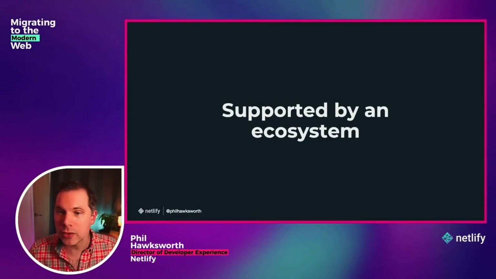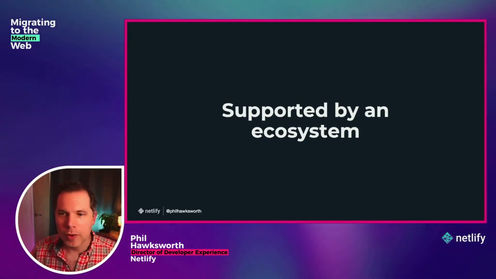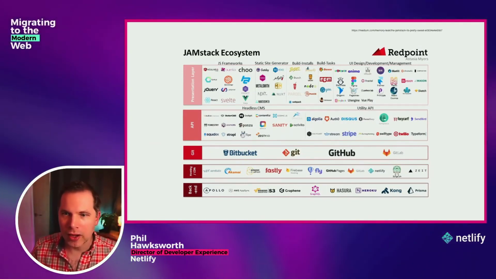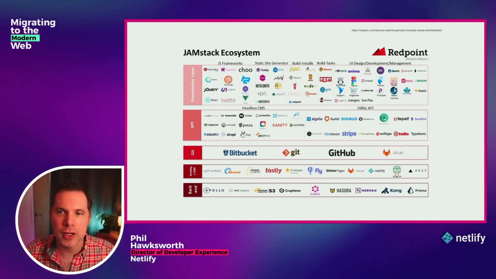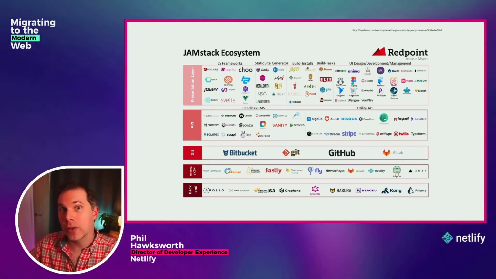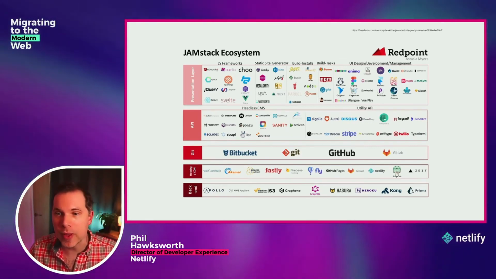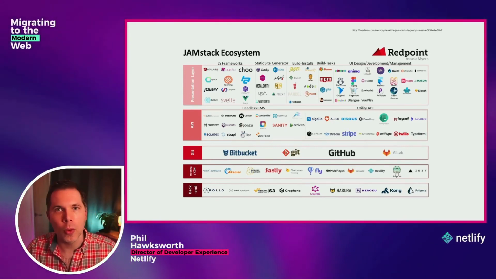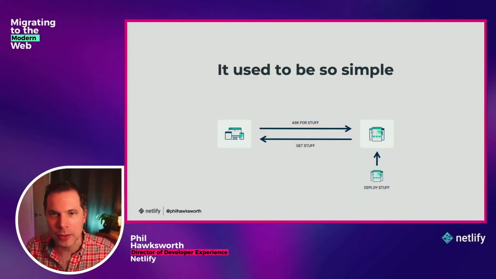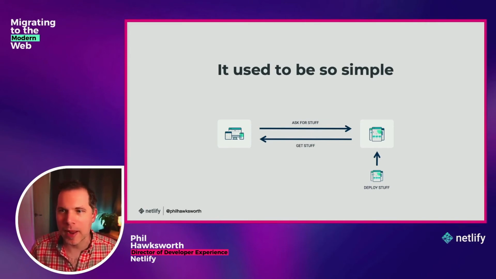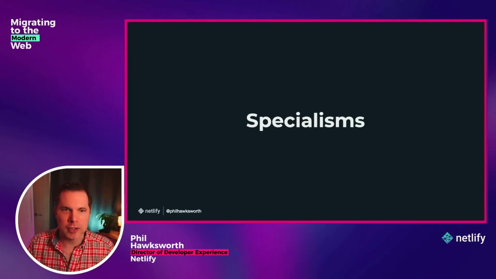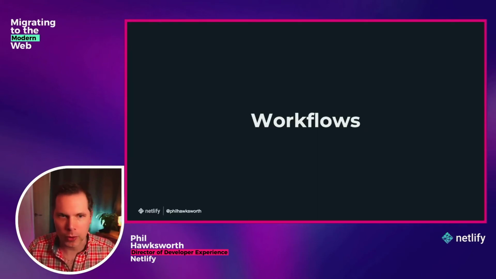I'd also call out that this is all supported by an ecosystem. This is a bit of an old slide now from Stacia Myers at Redpoint, but it shows a flourishing ecosystem of tools and services that we can build on and call on to enrich the things we're building, and hand off responsibility to dedicated domain experts for some things, such as identity and authentication or e-commerce. We can consume those as a service over APIs, allowing our mental model of the things that we build to remain simple, and we can call out to other services as we need them. It allows us to keep those specialisms and have dedicated workflows along the way.